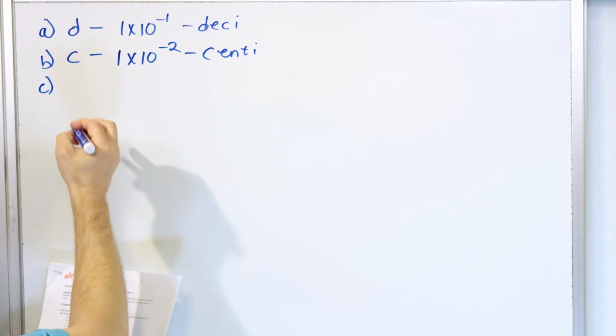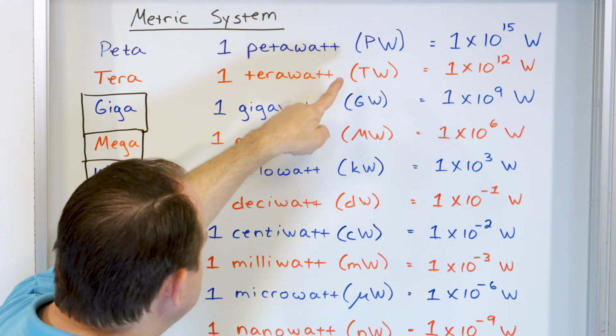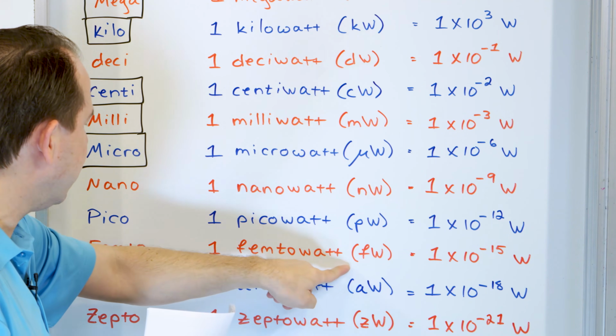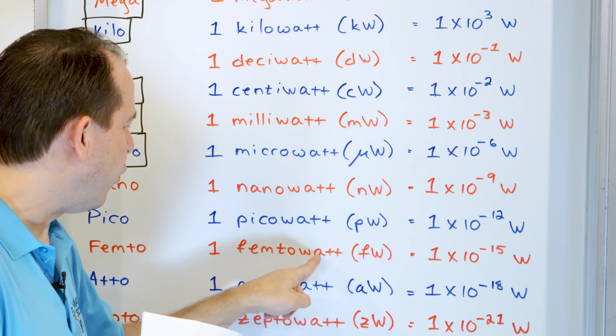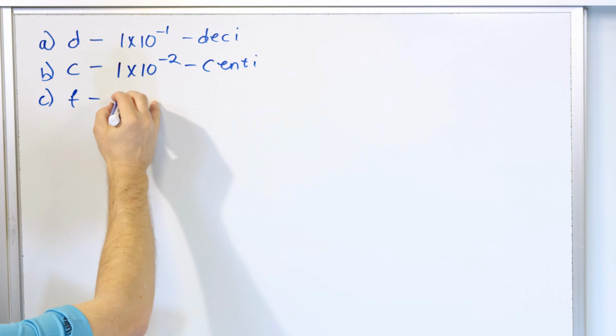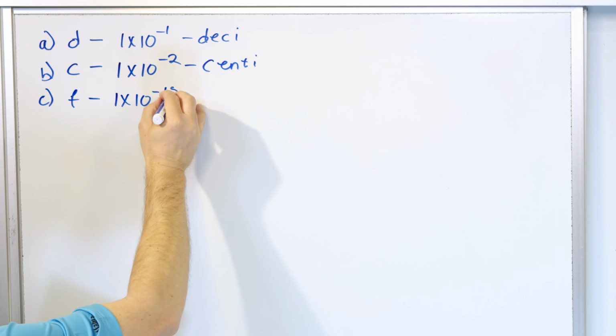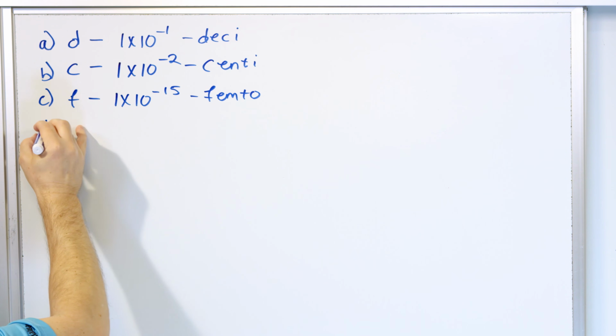The next one is F. This is one we don't use too much, but where is F? We look down here and we see F is way down here. It's a femto. That's what it is, femto. And femto, like femtowatt, is 10 to the minus 15. So it's 1 times 10 to the minus 15, and that's femto, right?